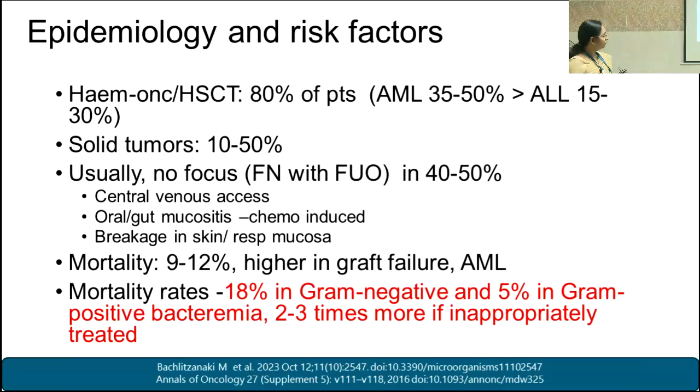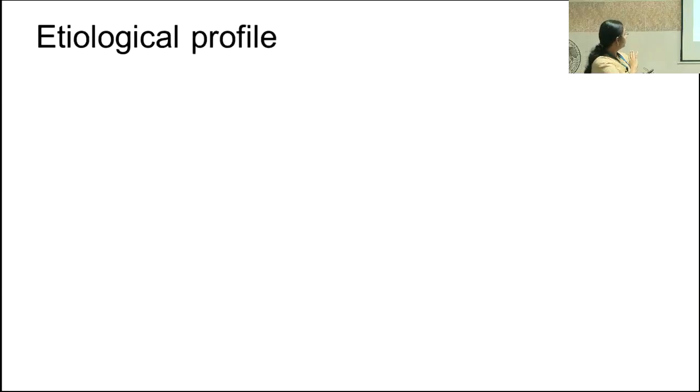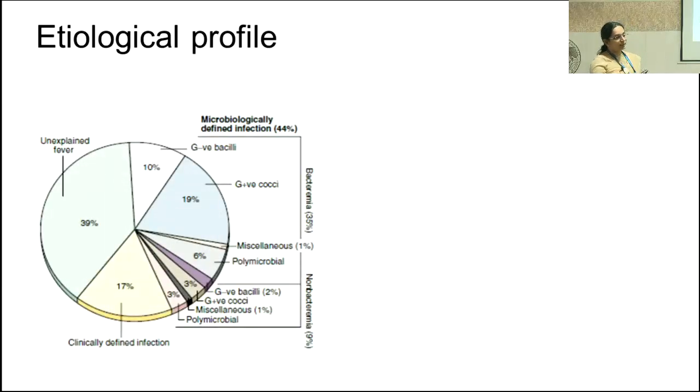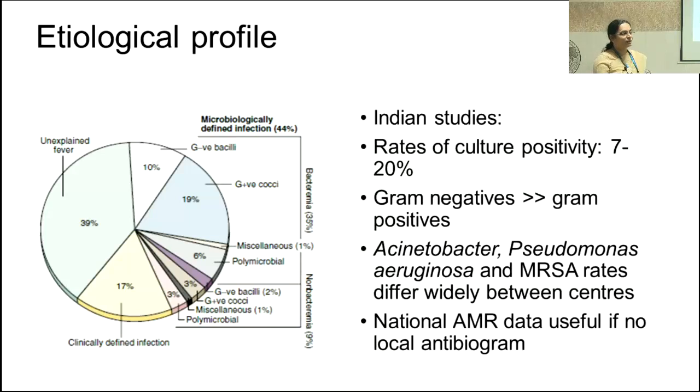So when we talk about febrile neutropenia, we want to know what etiology we are dealing with. This is a very old pie chart, but it still holds good even to this date. Most of the time you're going to have an unexplained fever. In the best of centers, they say that 45% of the time you will have a microbiologically identified infection. But if you look at the Indian data, most published studies say that the blood culture positivity rate is anywhere from 7% to 20%.